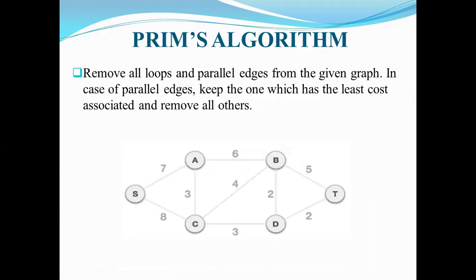Now, how many edges are there in this graph? 1, 2, 3, 4, 5, 6, 7, 8, 9. 9 edges are there. How many vertices are there? 6 vertices. Then how many spanning trees are possible? I have already explained that the number of edges required for constructing a spanning tree is 1 less than the number of vertices. Then I can write this formula as 9, the number of edges, C, 5, the number of edges required to construct a spanning tree, minus the number of cycles. How many cycles are there in this graph? 4 cycles. One cycle is SAC, another cycle is ABC, third cycle is CBD, and fourth cycle is BTD.